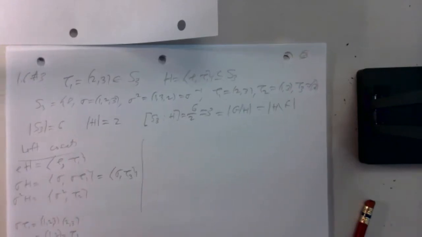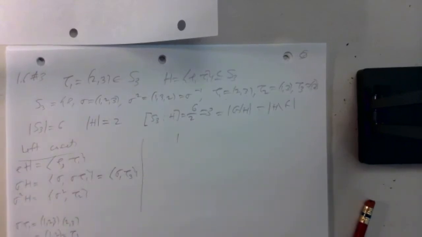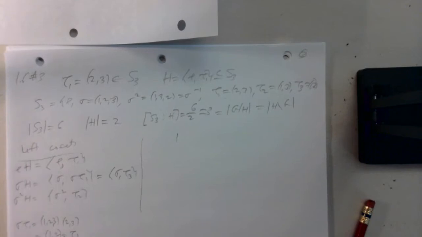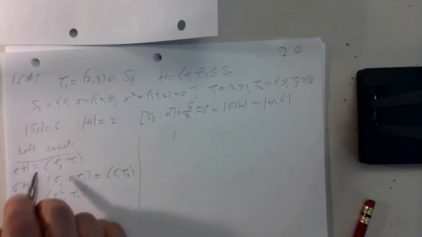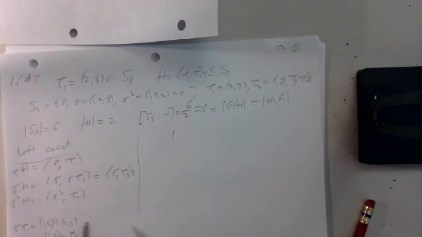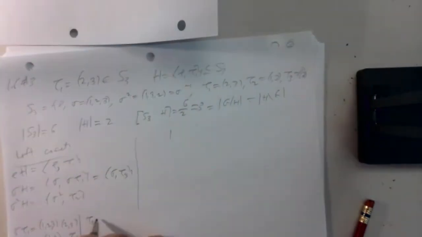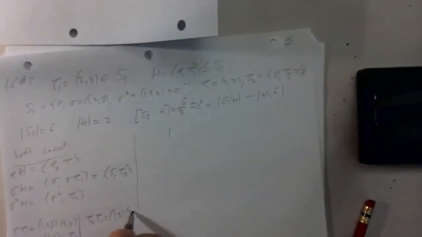Okay? Let's look at the right cosets. Well, all right. Suppose I choose something different. So you tell me what to choose. Something times H. What should I choose? Let's choose tau 2. Okay. So tau 2 H is tau 2 times the identity and tau 2 times tau 1. Tau 2 times tau 1, let's see, tau 2 is (1 3) and tau 1 is (2 3).